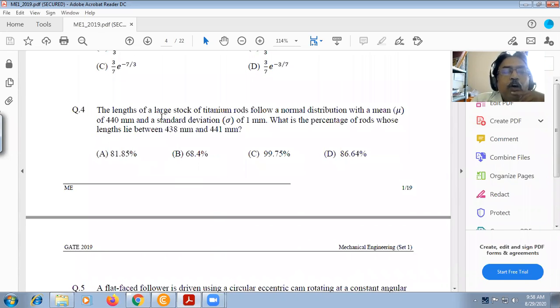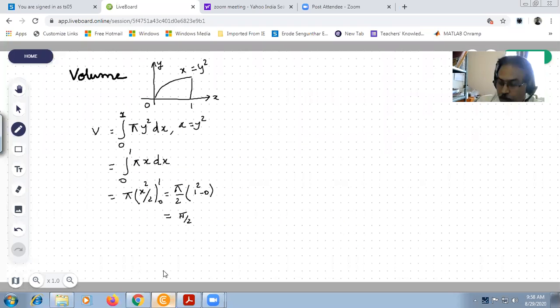So this problem we have already discussed, and we shall discuss this problem. The length of a large stock of titanium rods follows a normal distribution. When you see a normal distribution, you must know the formula. The formula that should come into your mind is z = (x − μ)/σ. This formula should appear in your mind whenever you talk about normal distribution.